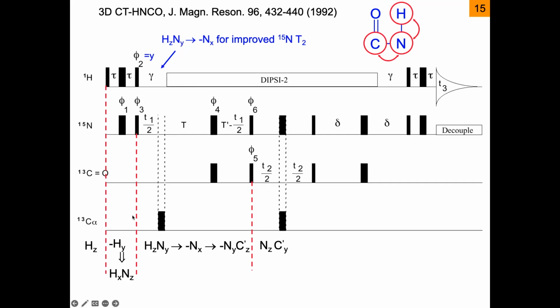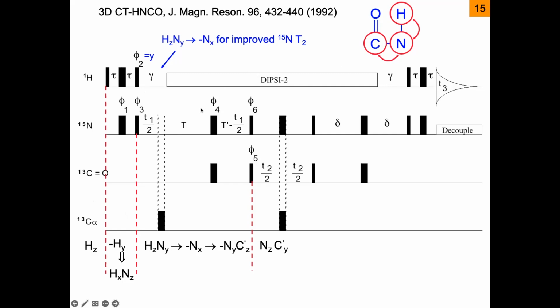And at the end, the term of interest for us after this first INEPT and after the 90-degree pulses here is Hz Ny. I skipped the factor of 2. This is just a normalization factor. So this Hz Ny magnetization, you have transferred from here to here. Now you want to transfer to the carbonyl.